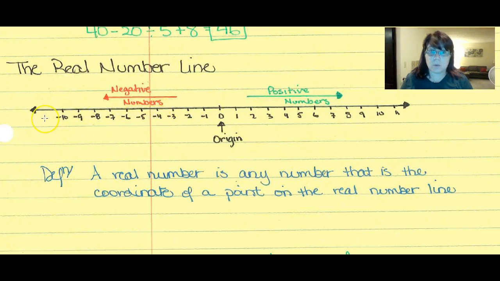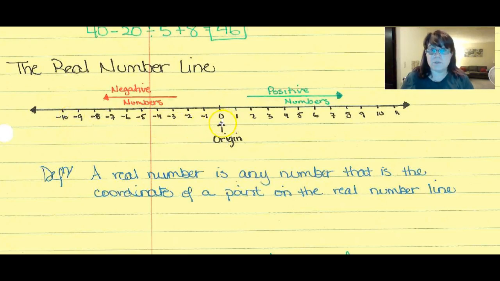Zero is sometimes also called the origin, which to me is a little funny because it's actually the last number that we invented, yet it's our origin. But we got to start somewhere, and it's a good enough point to start on the number line, so we start at zero and we call it the origin. Everything to the right is positive. Everything to the left is negative.